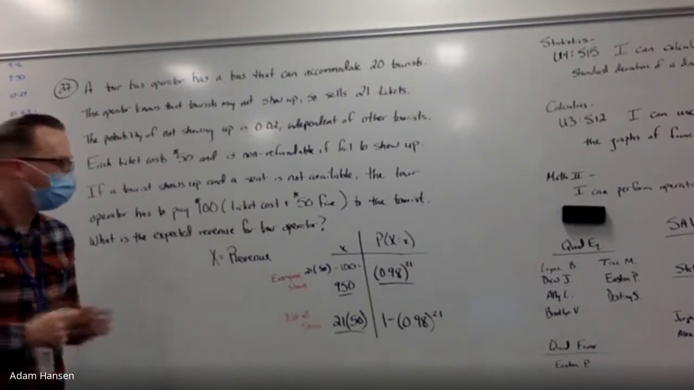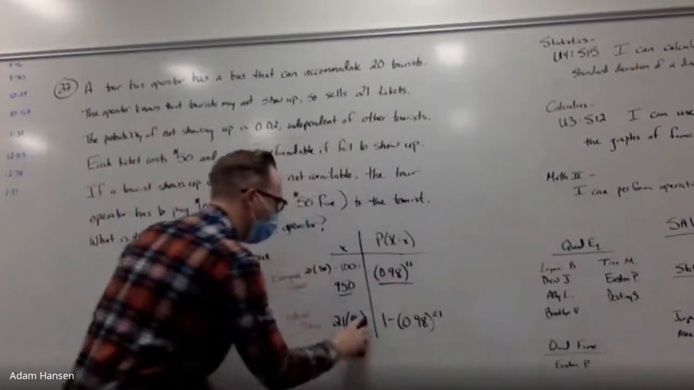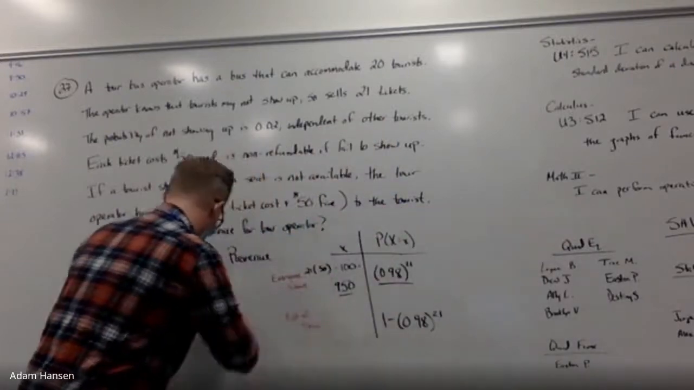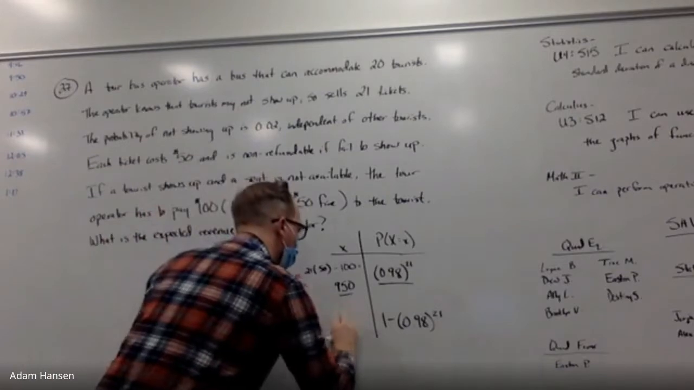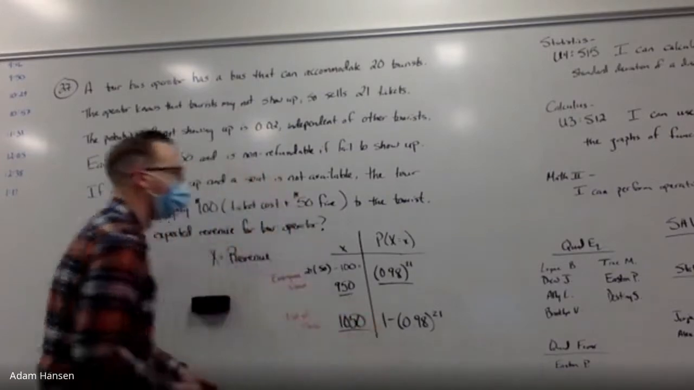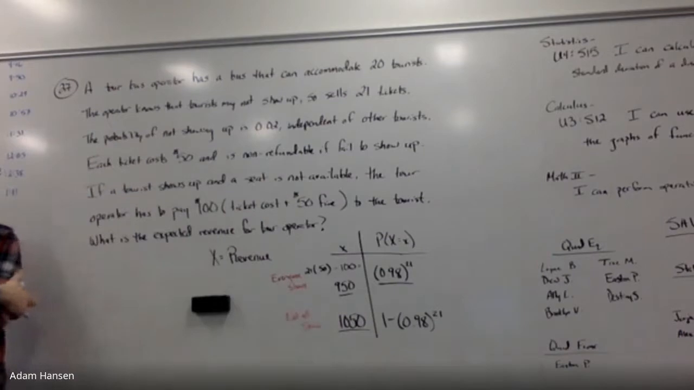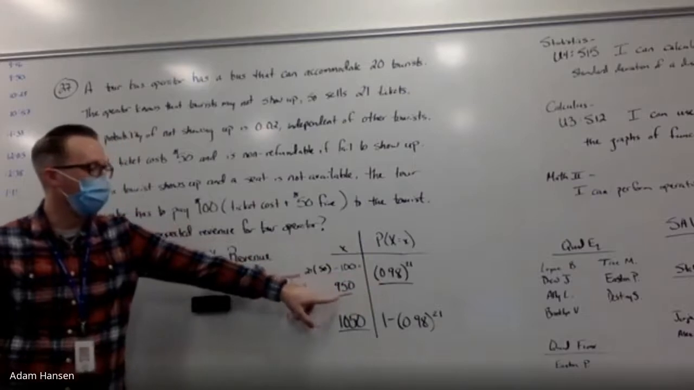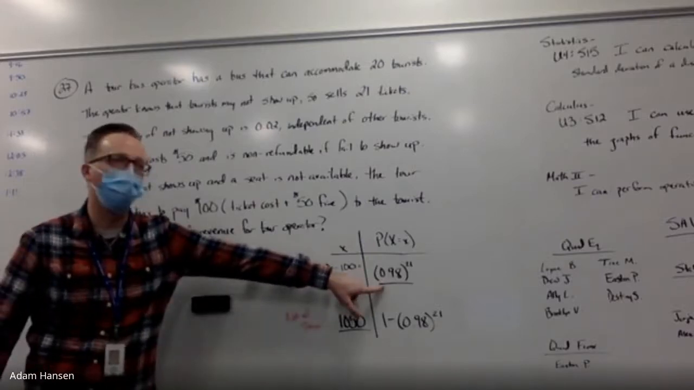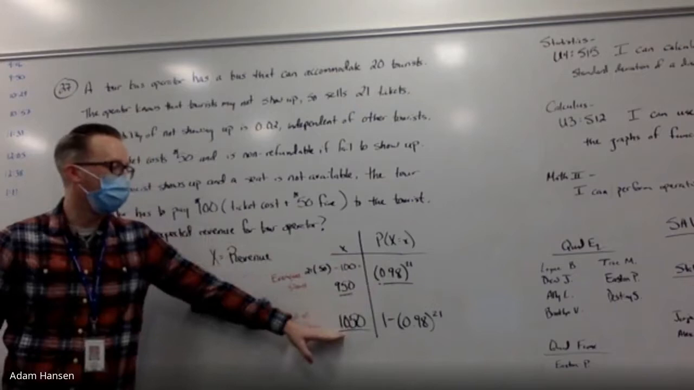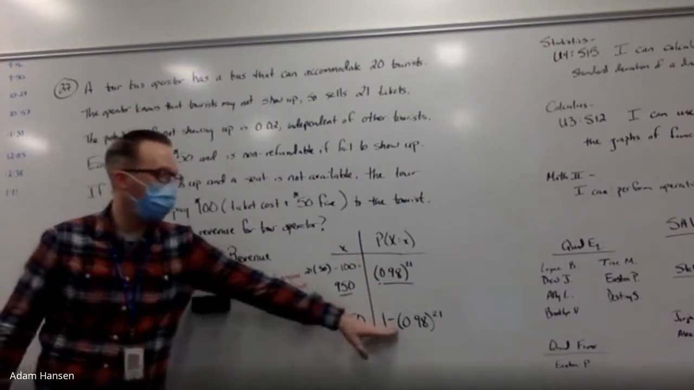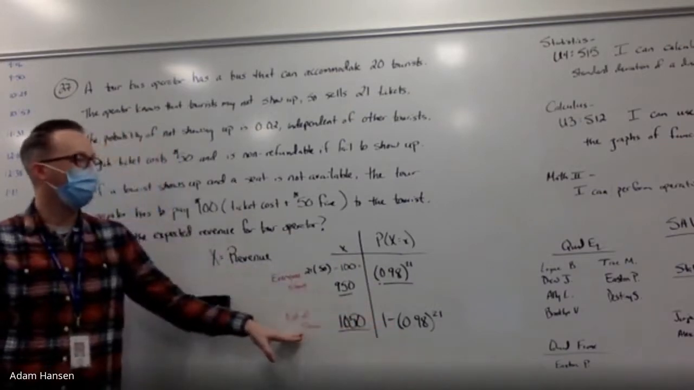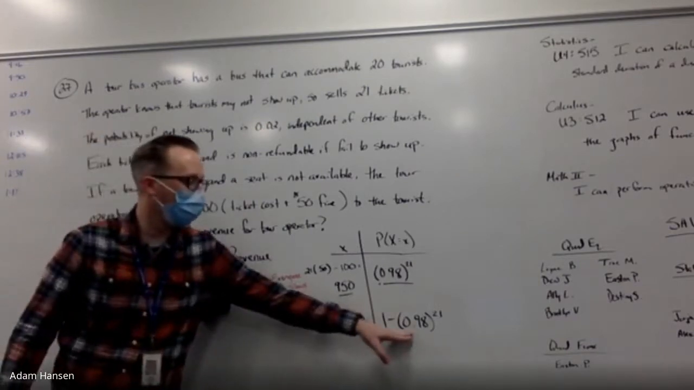See, 21 times 50, that'd just be $100 more than the 950. Let's just call that 1,050 right now. To find the expected revenue for the operator, I take each revenue value times the probability they make that revenue. Take 950 times 0.98 to the 21st. Take $1,050 worth of revenue times the chance they make that amount, where at least one person no-shows, that's 1 minus 0.98 to the 21st.